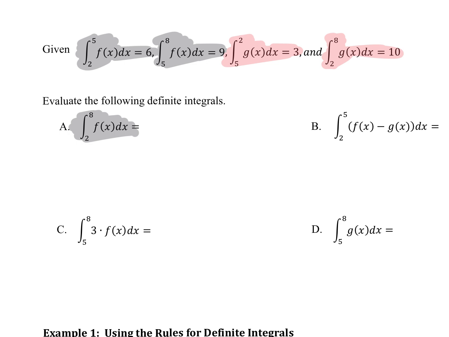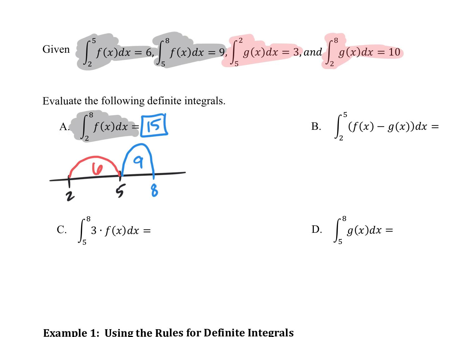Added 9 and 6. A way to think about this, do you guys agree the area from 2 to 5, if I had to go from 2 to 5, they're saying that area was 6, and then from 5 to 8, they're saying that area was 9, can I then say, oh, then the area from 2 to 8 would be the 6 plus 9 to get us 15?